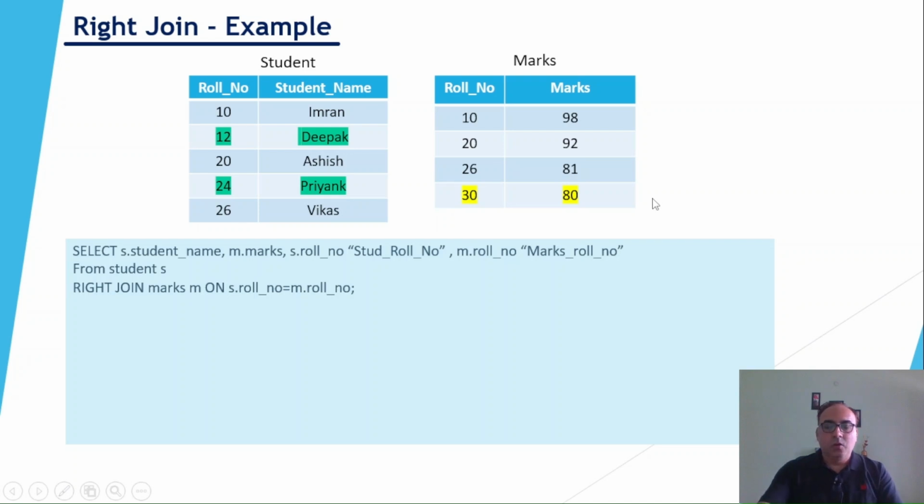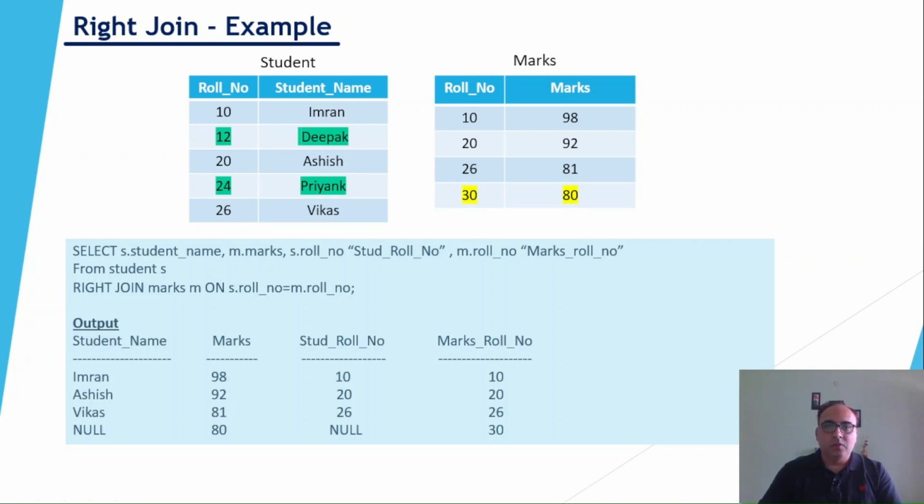So the outcome for the same is like this. We'll have all the roll numbers from the marks table. For roll number 30, we don't have any direct match in the student table, so under the student_name and stud_roll_number columns, we are getting null values. So right join ensures that all the records from the right table are present in our result.